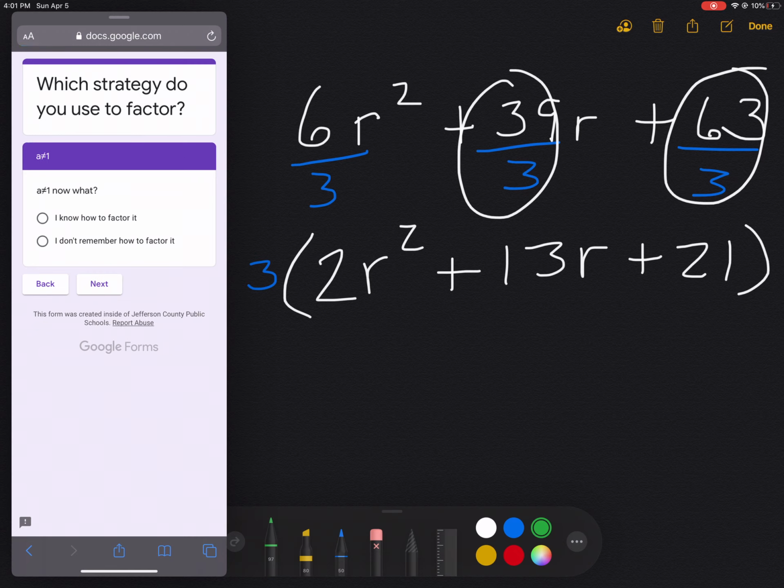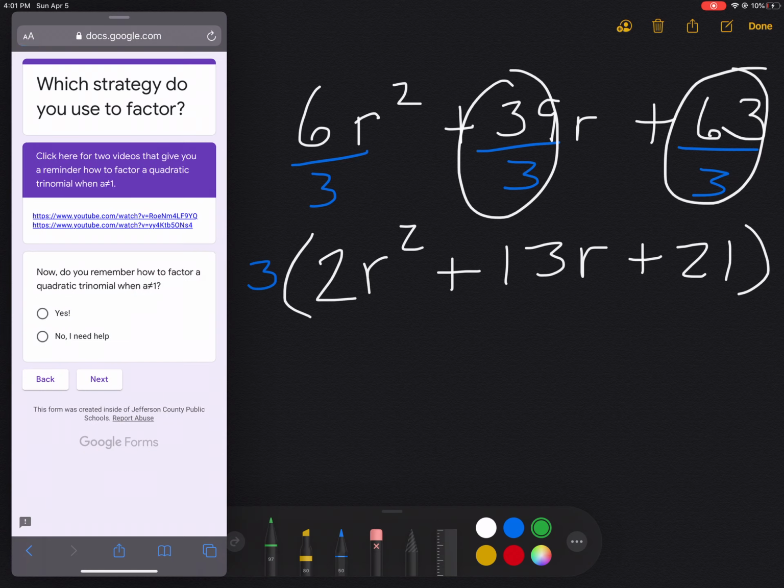It says a is not equal to 1, so now what? I'm going to click one of two options. Either I know how to factor it or I don't know how to factor it. If you don't know how to factor it, as you probably know, there's actually a couple of different videos for you this time because that one has a tendency to be the hardest. Now, do you remember how to factor a quadratic? I'm going to assume we've watched the video. Click yes.